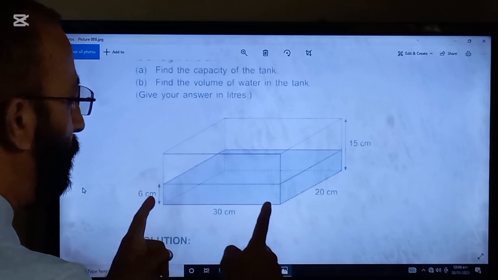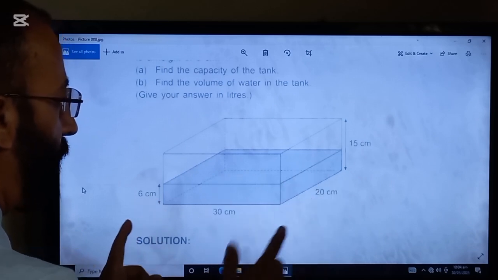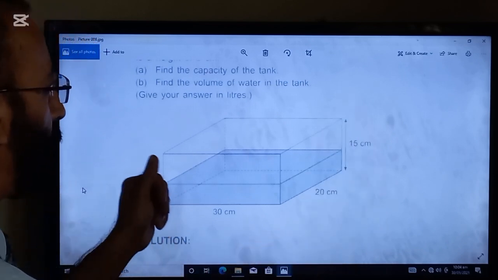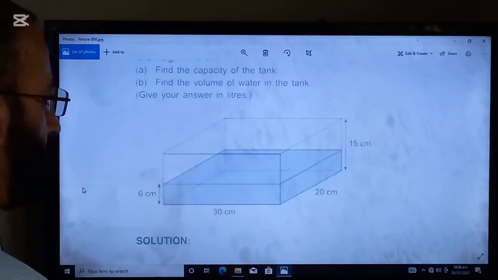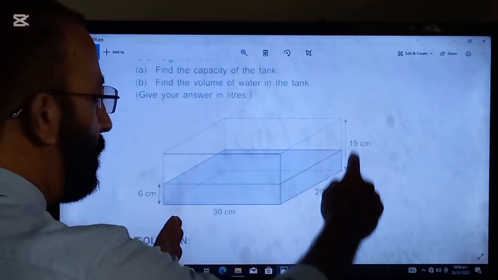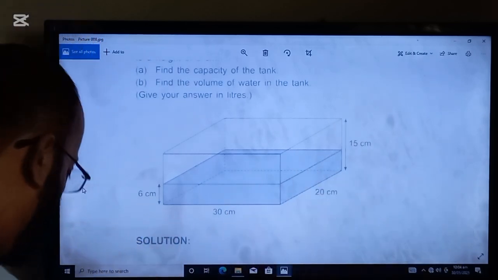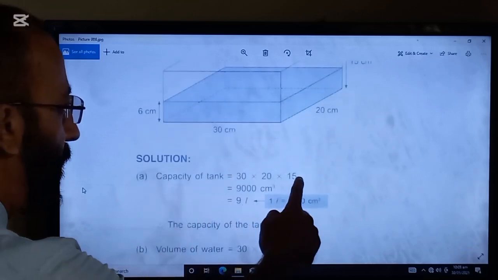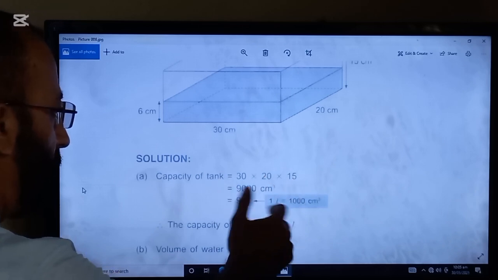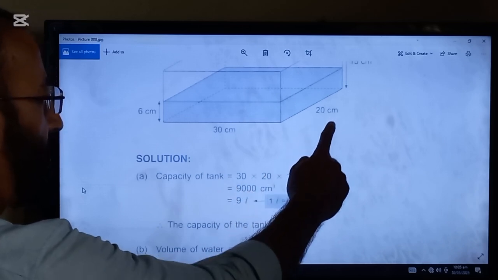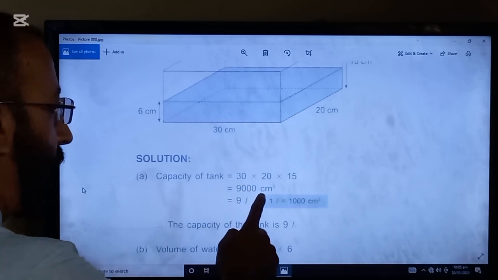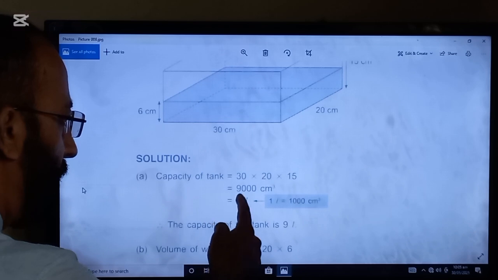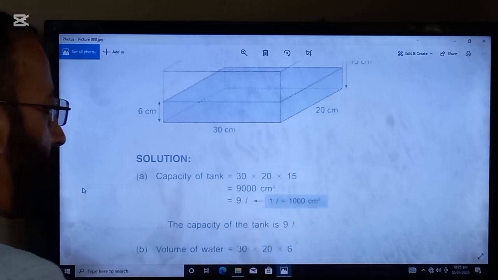The formula for the volume of the cuboid is length multiplied by breadth multiplied by height. So 30 multiplied by 20 multiplied by 15 will be put in the formula. The capacity of the tank is length times breadth times height. Values are put, and solving it on the calculator, you will get an answer. The unit will be cubic centimeters, and in 1 liter there are 1000 cubic centimeters. So 9000 cubic centimeters will be equal to 9 liters.